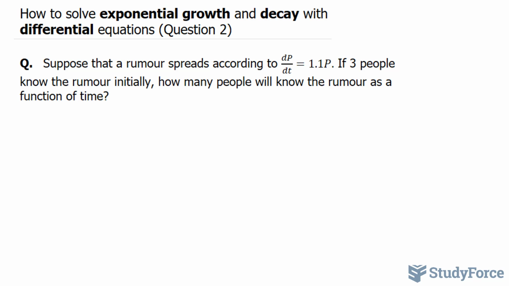Now, given our equation is written in terms of p and t, we can write our function as p of t is equal to something, and that's our job to find. We're also told that 3 people know the rumour initially. So at time 0, we have 3 people knowing the rumour. So how do I find p of t? What I have to do is treat this as if it were a differential equation. Let's go ahead and see if we can separate dp and dt.